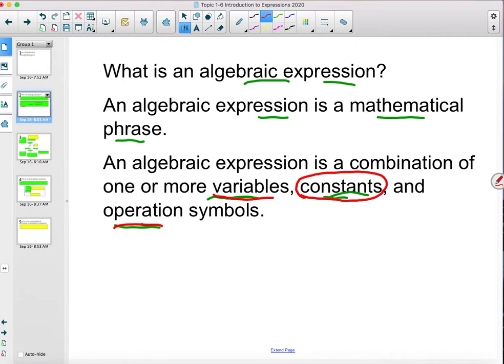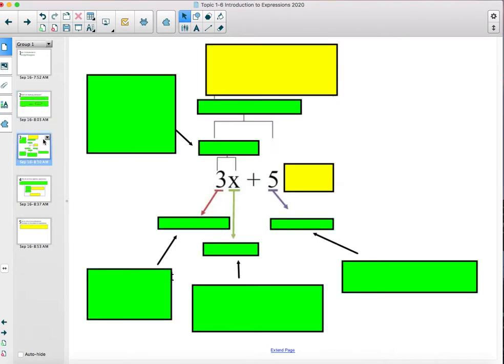Alright, so a constant is something that doesn't change from problem to problem. It will remain the same. And we'll go over that. So a constant is something that is constantly there. It doesn't change. Okay? Now, when we look at algebraic expressions, they can be broken down into several key parts.